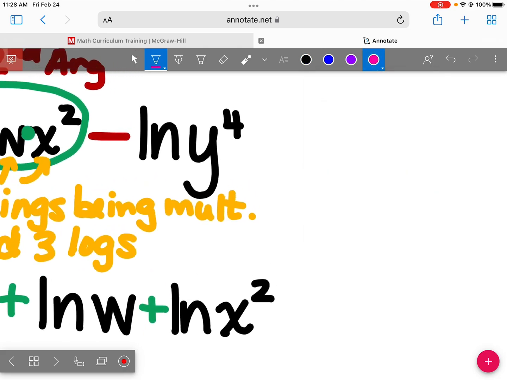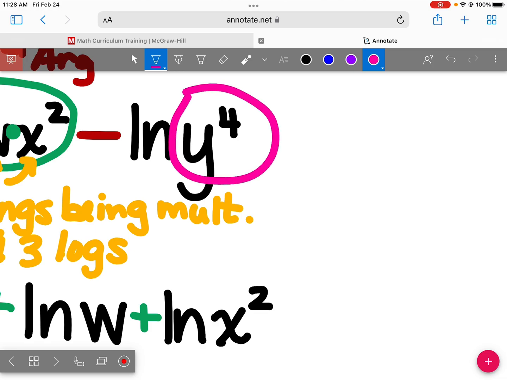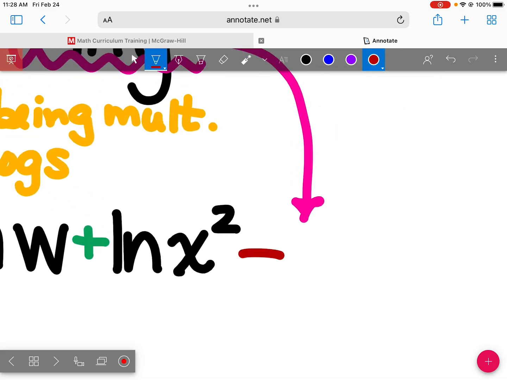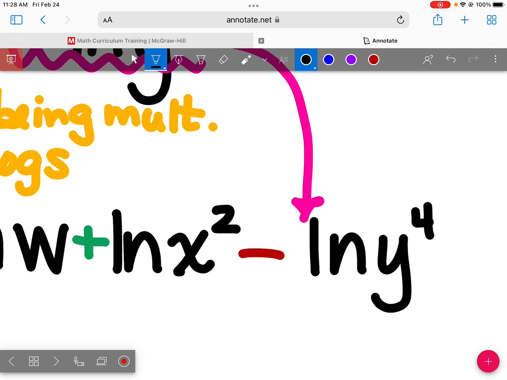Well, let's look at this guy. Are there any things being multiplied here? What is being multiplied to what? Nope. That would be 4y. It's being multiplied by itself 4 times, but they wrote that as an exponent. So I'm going to treat that differently. I'm going to do that in my powers step. So this right here is just going to come down. So minus ln y to the 4th.